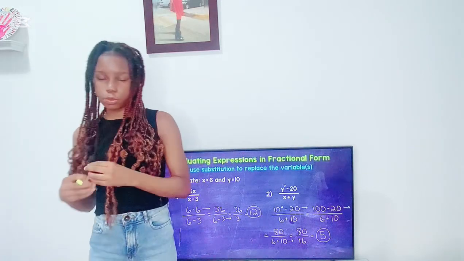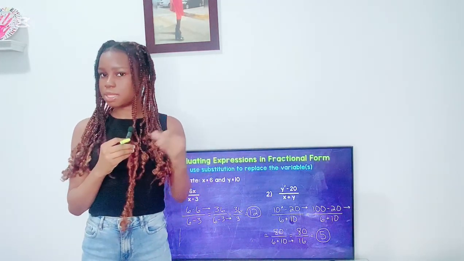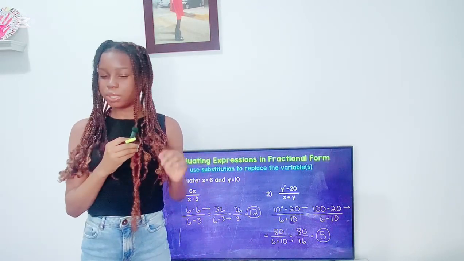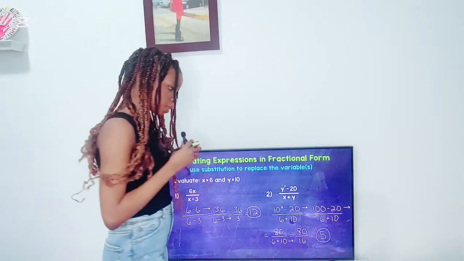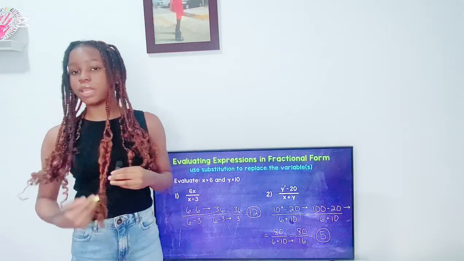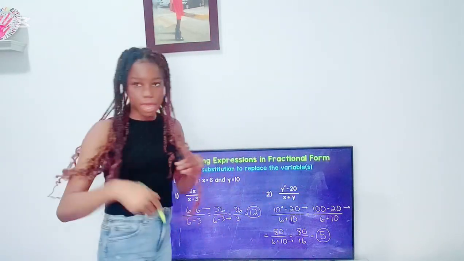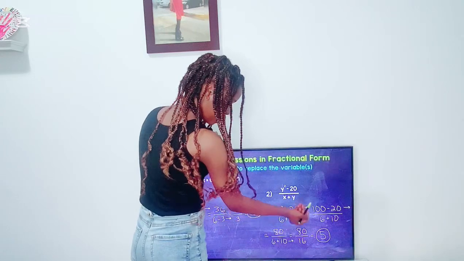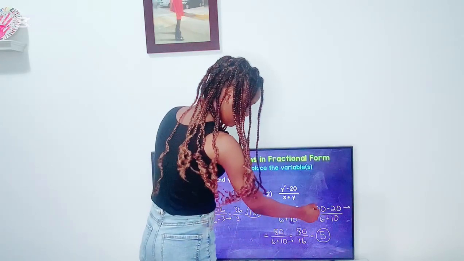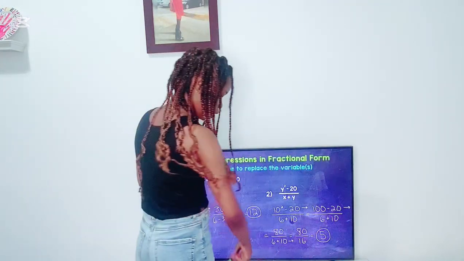And I've said this multiple times on this channel. 10 raised to the power of 2 doesn't mean 10 times 2, which will give you a completely different answer. It means 10 times itself. Because if you do 10 times 2, that's going to give you 20. But 10 times 10 is going to give you 100. And that is how we got our 100. So 10 raised to the power of 2, which is 10 times 10, will give you 100. Minus 20, which will give you 80.